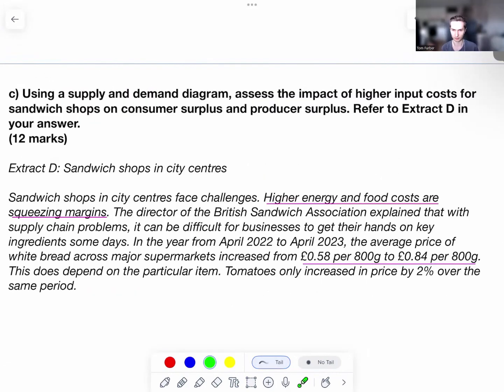Using a supply and demand diagram, assess the impact of higher input costs for sandwich shops on consumer surplus and producer surplus. Refer to extract D in your answer. This is the 12-mark question. Here's the relevant part of extract D. So one thing to pull out is higher energy and food costs are squeezing margins for sandwich shops. Input prices are increasing for supermarkets, with the bread price increasing from 58p to 84p per 800 grams in supermarkets.